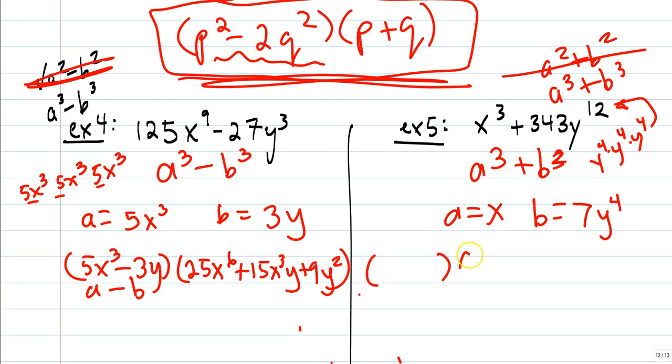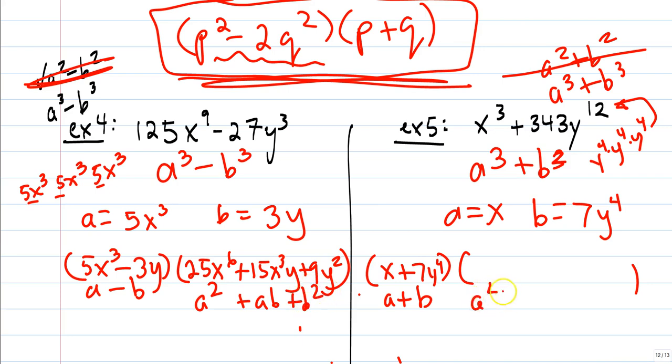I fill in this terrifying looking formula. Starting with A plus B. A plus B. Then A squared minus AB plus B squared. So let's fill it in.